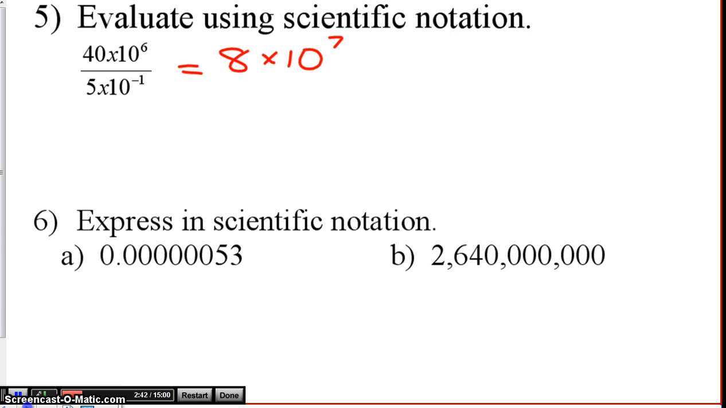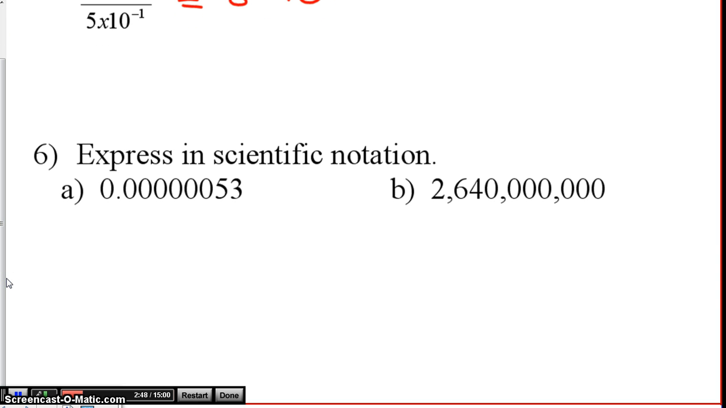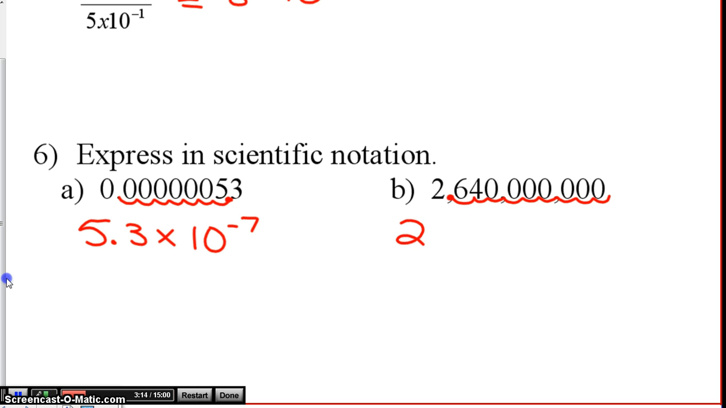Next, we want to express in scientific notation for number 6, a and b. Remember, move your decimal point over so that you have one number to the left of the decimal point. So all the way over there, we get 5.3 times 10 to the -7, since we moved our decimal point to the right. Next one, again, we want to move our decimal point so that we have one number to the left. So all the way over to that point, so we get 2.64 times 10, this time to the +9th, since we went to the left. All right, moving on.